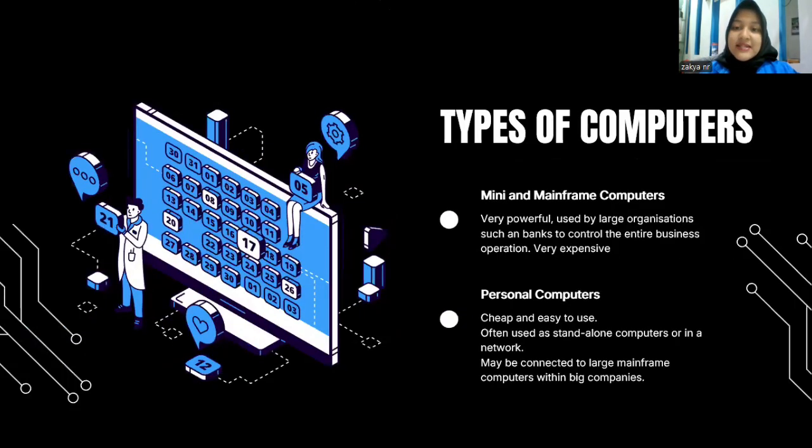Okay. Types of computer. There are two types of computer. The first is minicomputer and mainframe computer. It is very powerful, used by large organizations such as banks to control the entire business operation. This is very expensive. And the second is personal computer, cheap and easy to use. It is often used as a standalone computer or in a network, and may connect to a large mainframe computer with big components.